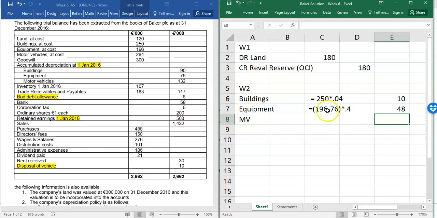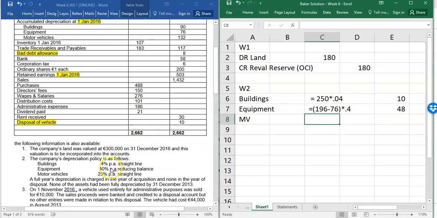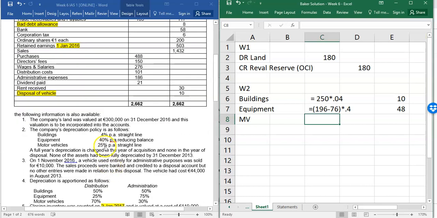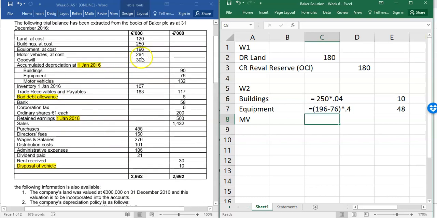Right. And finally, your motor vehicle, it's 25% straight line. Where a lot of students get caught here is they will do 25% of the 284.